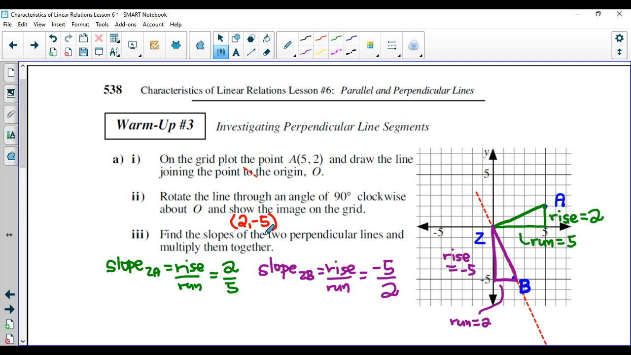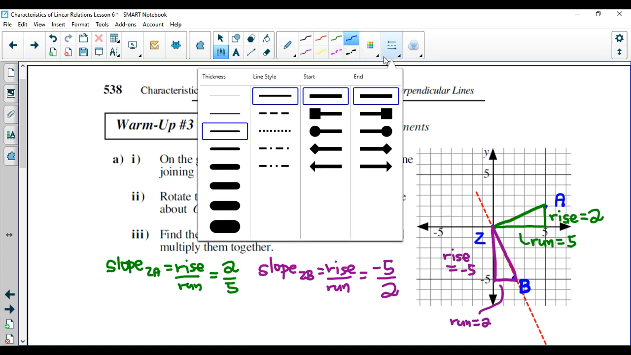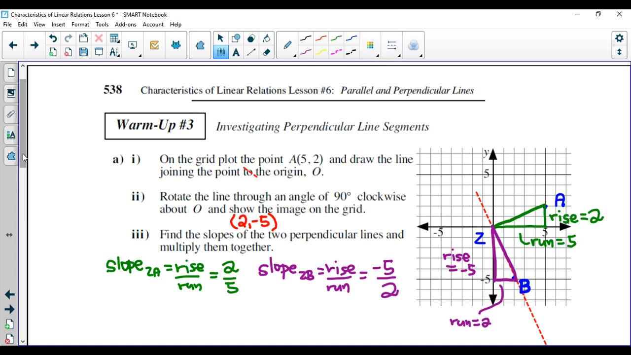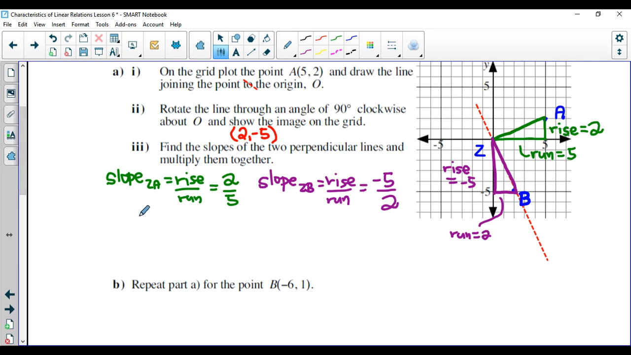What it says now, though, is multiply these two slopes together. Okay, so let's go ahead and do that. Let's go down a bit. If you multiply these two slopes together, you would get 2 over 5 multiplied by negative 5 over 2. This would be equal to negative 10 over 10, which would turn into negative 1.